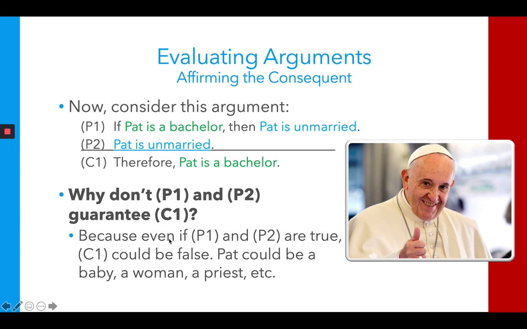So again, even if the premises are true, C1 could be false, Pat could be a baby, a woman, a priest, etc. And what I've shown is that this structure of argument, right, it doesn't guarantee the truth of the conclusion. So arguments that take this form aren't going to be valid.